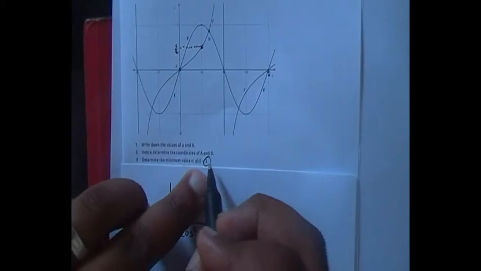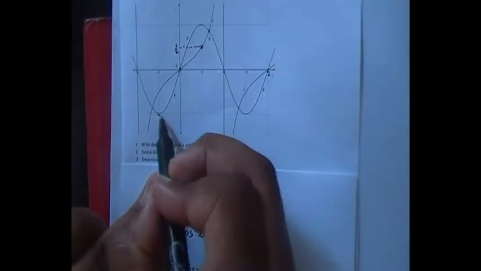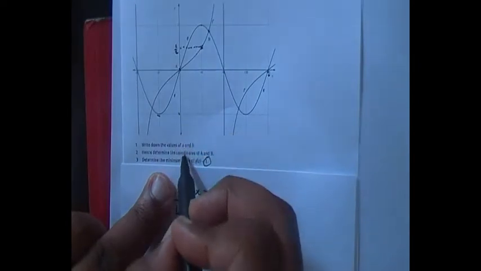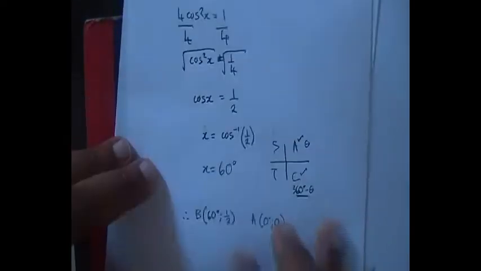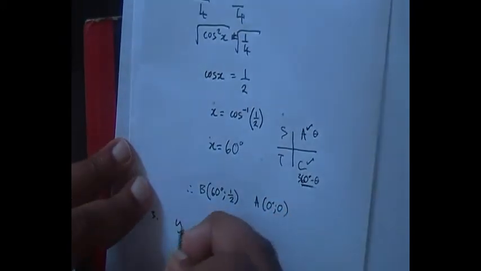Determine the minimum value of g of x minus 1. This minus 1, remember, is a vertical shift downwards. The minimum value was negative 1 already, so if I move another step down, the minimum value is now negative 2. So the minimum value will just be y is equal to negative 2. That's the answer.